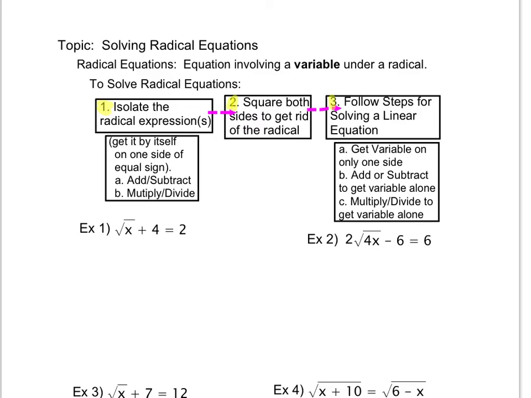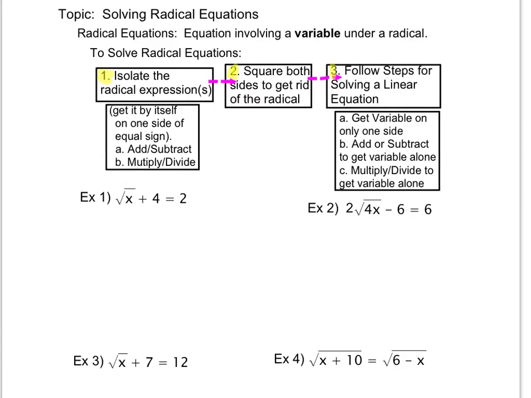From there, we're going to follow any steps we learned previously from solving linear equations to get the variable all by itself. Now, there's going to be some situations where there's only a variable under a radical, so we don't have to worry about step 3. But there's going to be other situations where there's an expression involving a variable under the radical. So then we have to make sure to get the variable on only one side, add or subtract to get the variable alone, and then multiply or divide to get the variable alone. I have 4 examples where we can look at how this works.